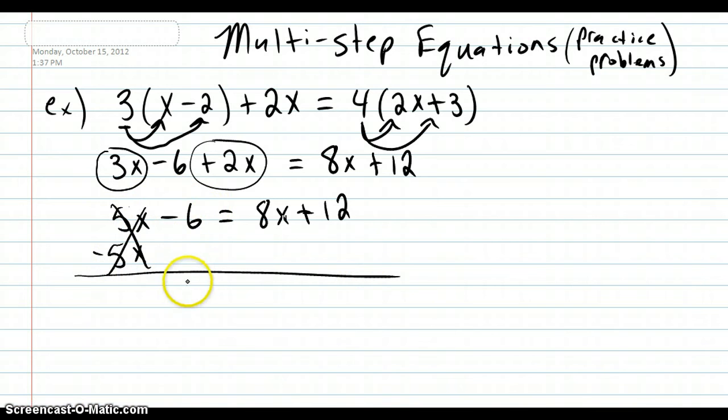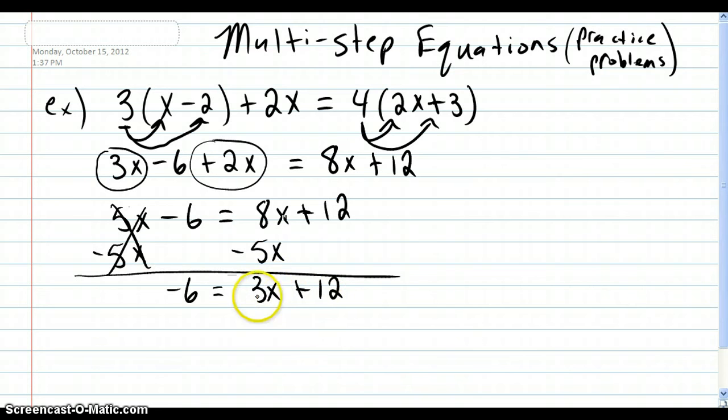Bring down the 6. Not a 6, a minus 6. Remember, don't forget the minus. So it's a negative 6 there, equals minus 5x. Remember, the x has to go with the x. 8x minus 5x is 3x. Bring down the positive 12.